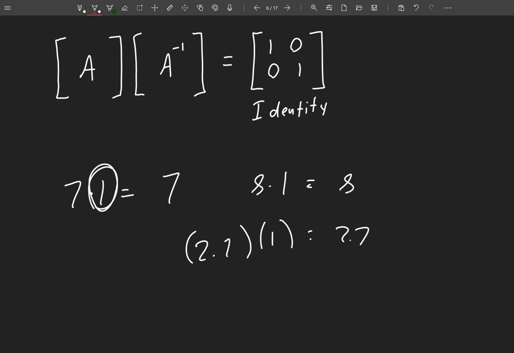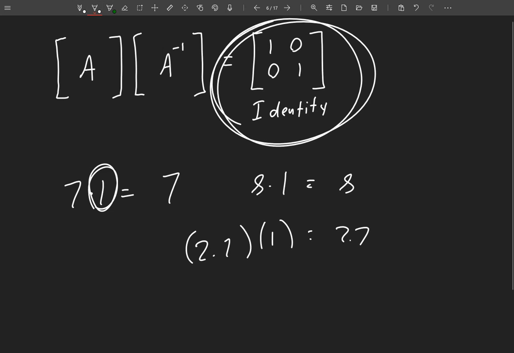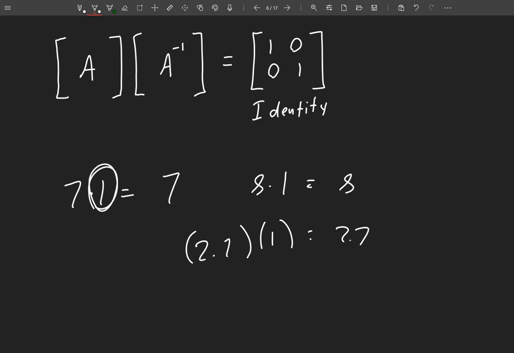So my claim is that this thing up here, if I multiply it by a matrix, I'm going to get that matrix back. In other words, it doesn't change it. So let me prove that to you really quick. Let's go to a fresh page.